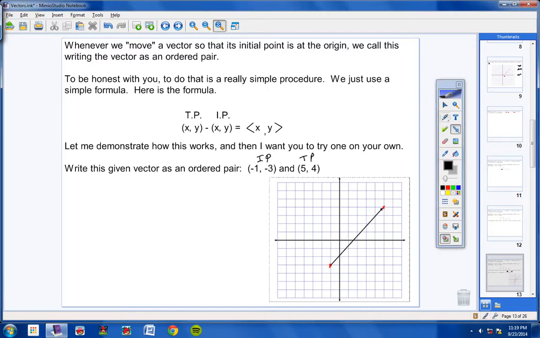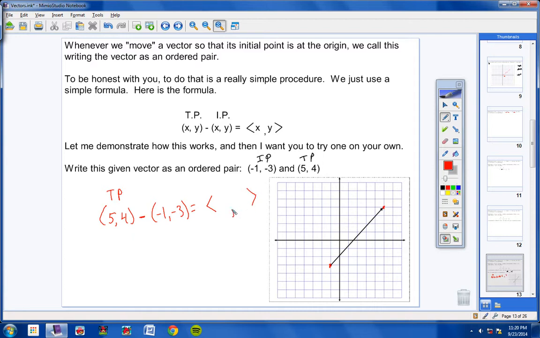Now, what I'm going to do, students, is pick this vector up and move it so its initial point is right there at the origin, 0, 0. I'm going to do that by using this formula right here. It's so easy to do. Remember the formula: you put your terminal point first. So my terminal point is 5, 4. Please take notes on this. Your terminal point comes first, TP, and then minus your initial point. Here's your initial point, -1, -3. And when you're done, put these arrows.